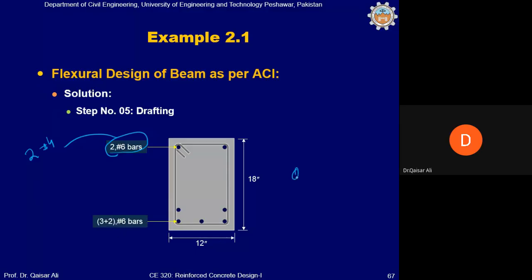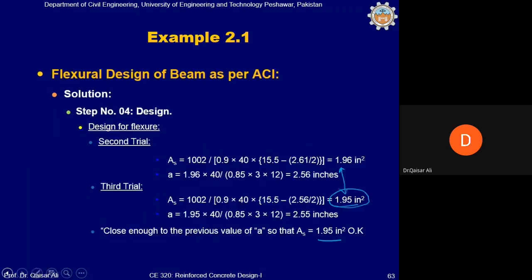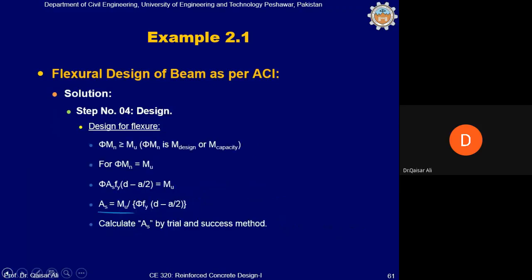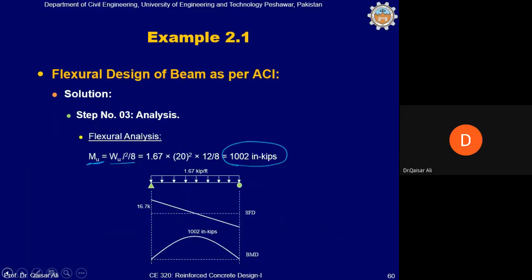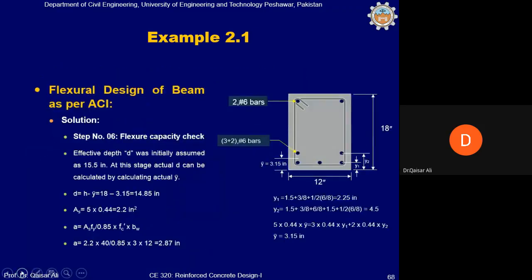So the capacity is equal to 1508.2 inch skips. और डिमांड अगर आप देखें, डिमांड is given here. It is 1002 inch skip. So the capacity is greater than demand. The provided reinforcement is sufficient. Clear? बाकी कैलकुलेशन वगैरह ये ऑलरेडी हमने की है.